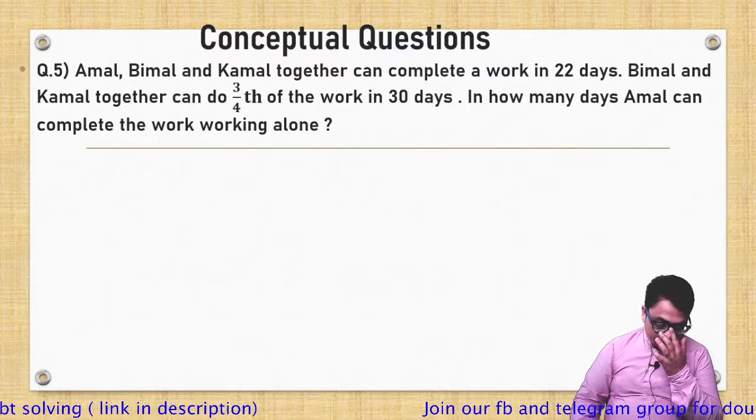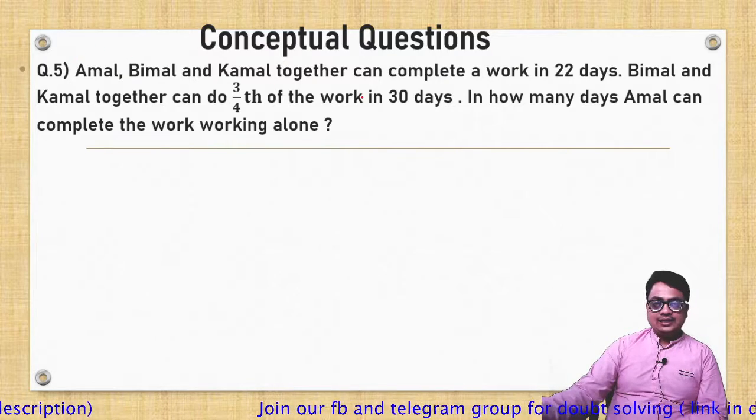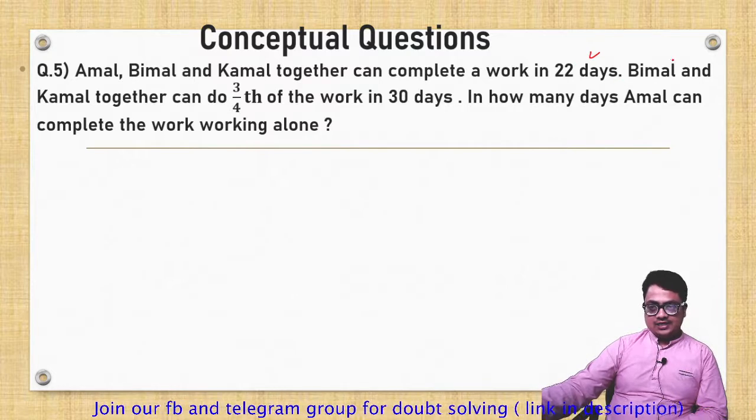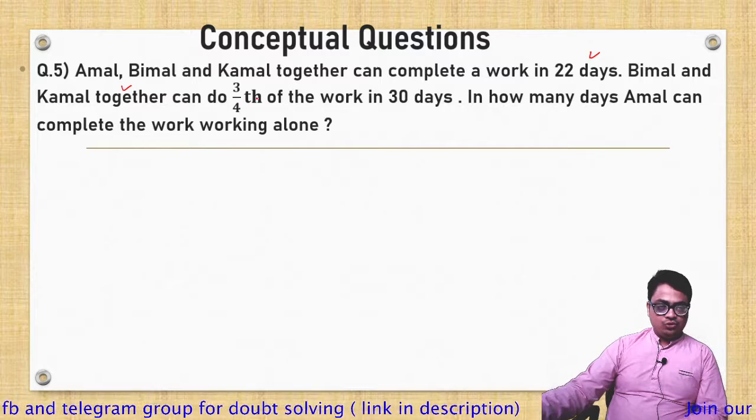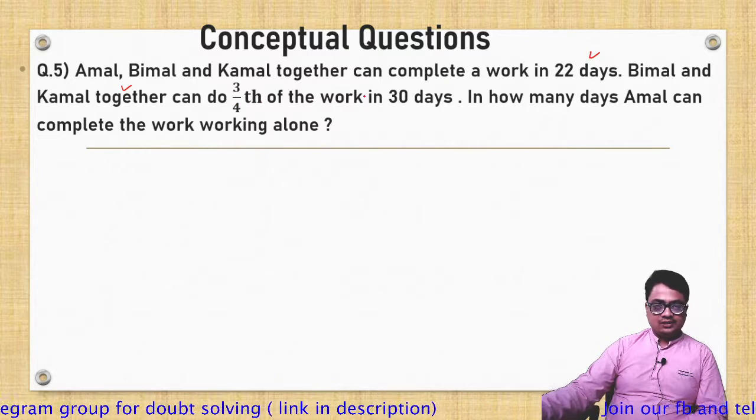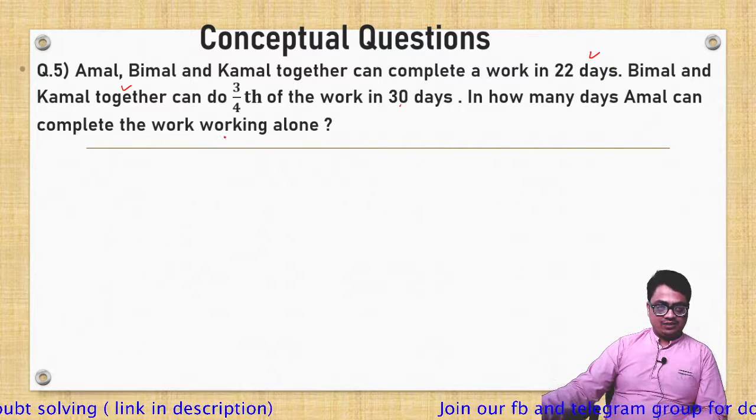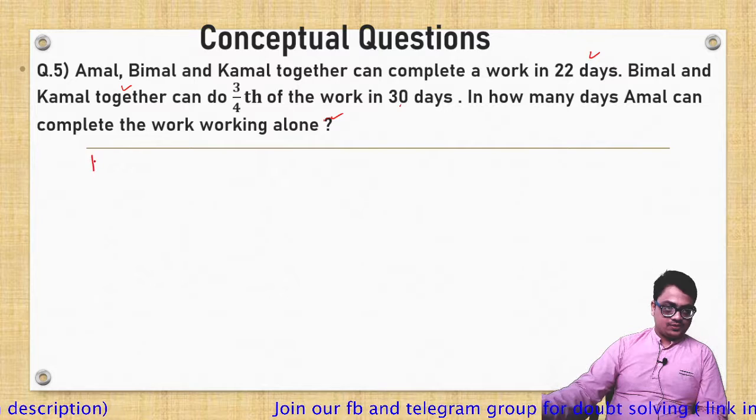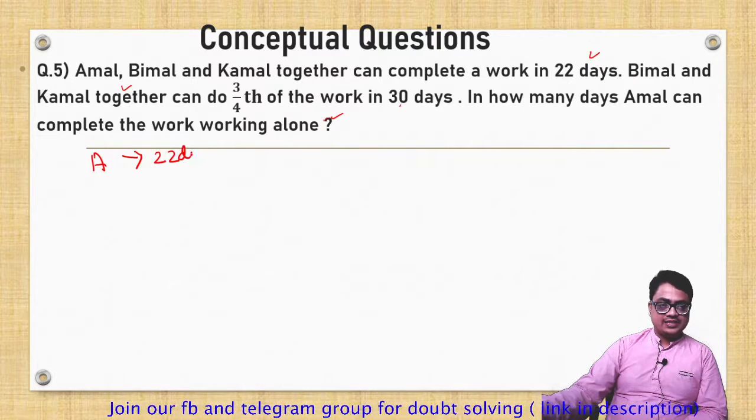So this is problem number 5. Amal, Bimal, Kamal together can complete a work in 22 days. Bimal and Kamal together can do 3/4 of the work in 30 days. In how many days can Amal complete the work working alone?